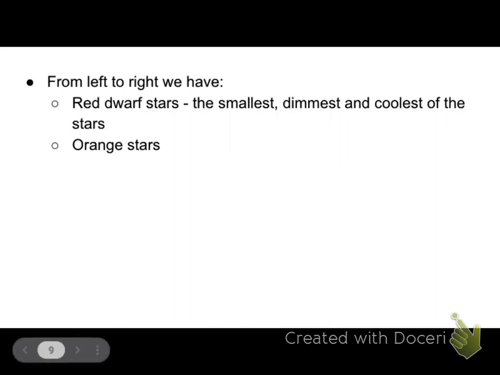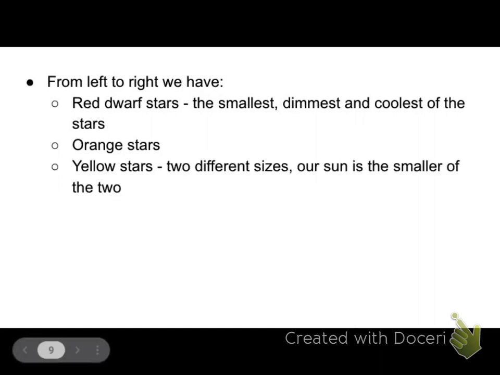Immediately to the right of the red dwarf stars, you will see some orange stars. We usually only have small orange stars, so I suppose you could call them orange dwarfs if you wanted to, but our book just says orange stars. Then we have yellow stars. There are yellow dwarfs and there are just plain yellow stars that are slightly larger. Our sun is the smaller of the two, so technically our sun is classified as a yellow dwarf star.